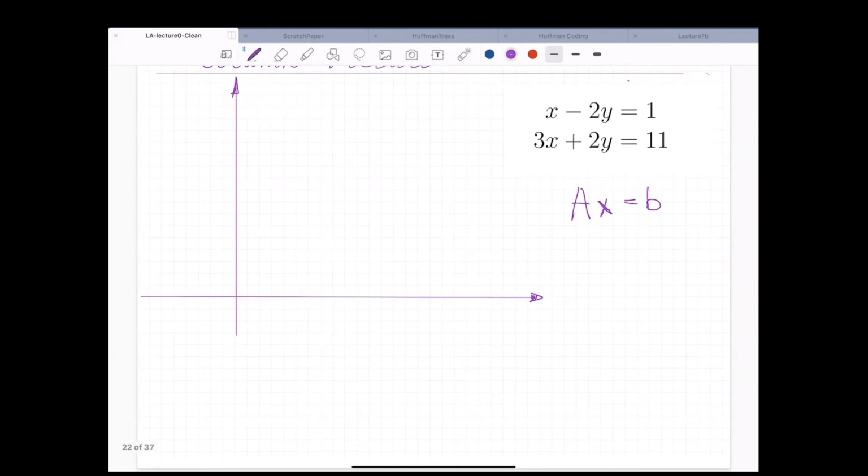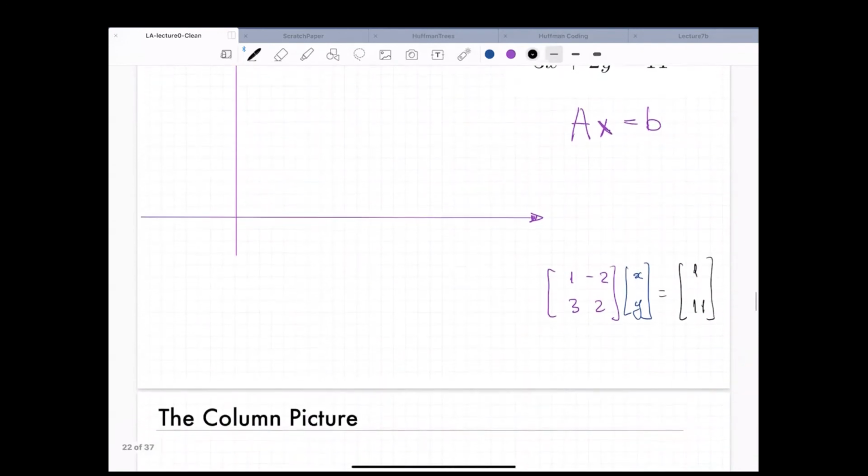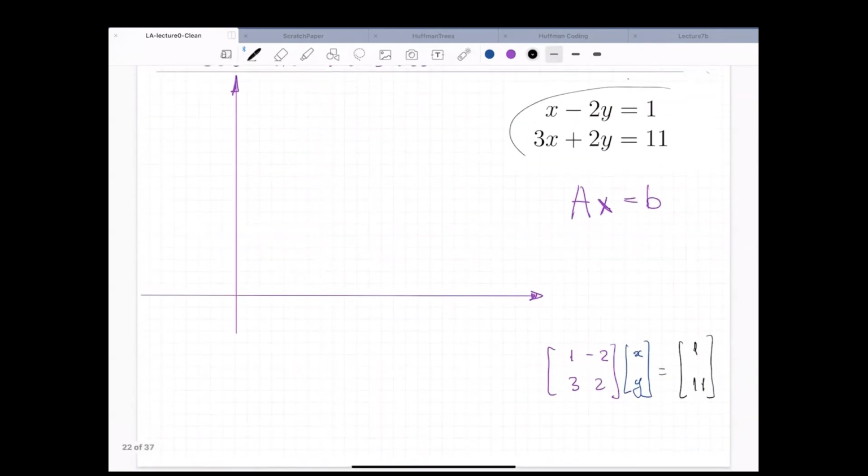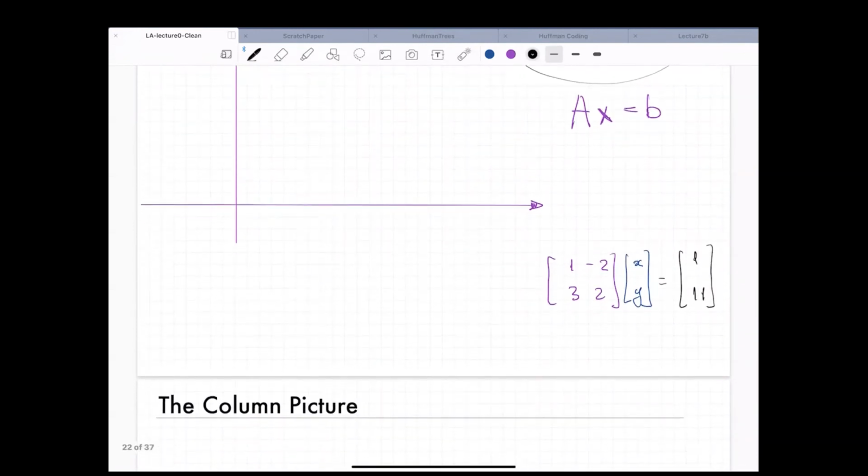While you're helping me determine what A is and what B is, in fact, let's write this down. A is going to be 1, minus 2, 3, 2. X is going to be just X and Y. The B is going to be 1 and 11. You know about matrix multiplication already. So I've just rewritten this system of equations in the matrix form. That's just a shorthand for now. But you notice what I can do. I can take this column, and this is the important point. 1, 3 is going to be the first column of A.